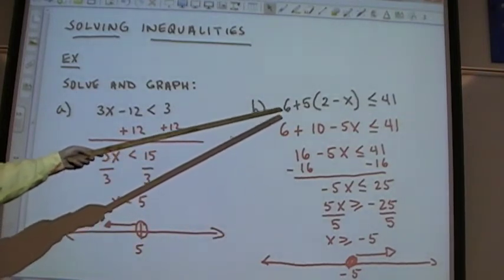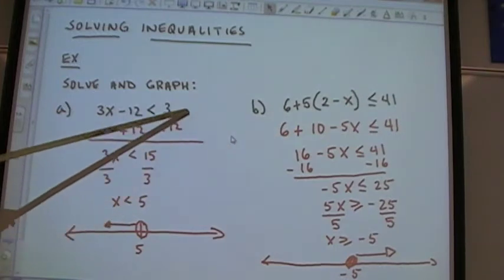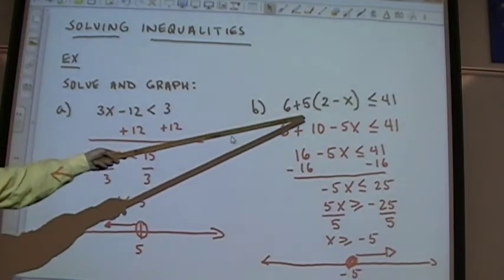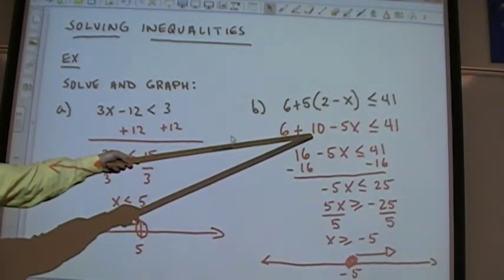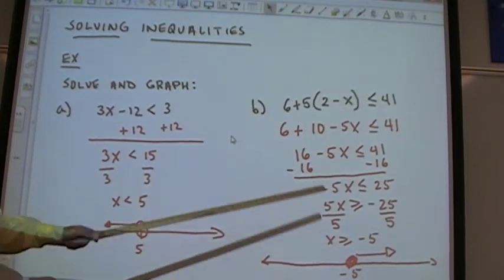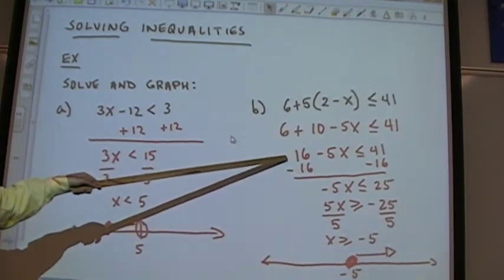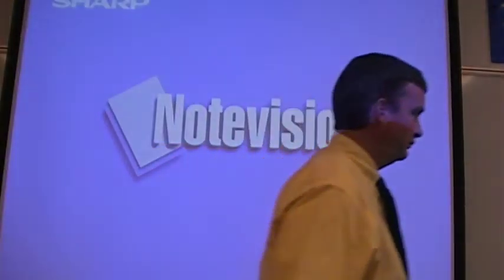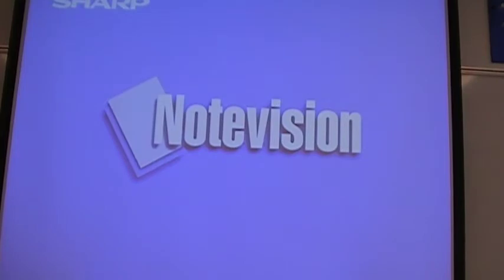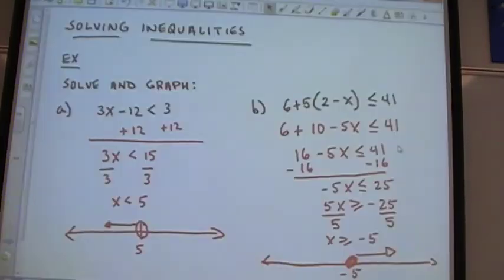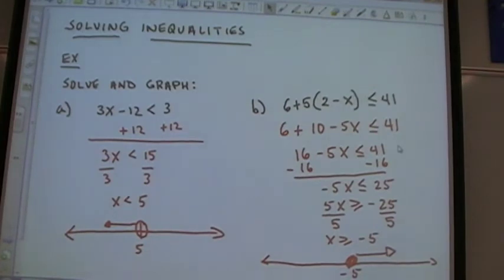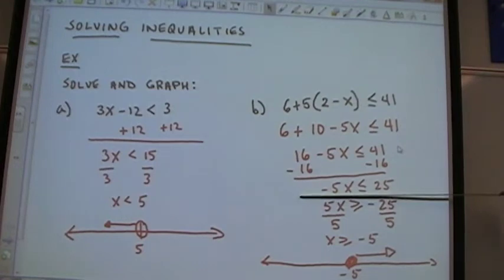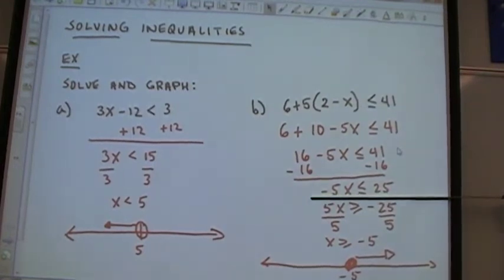Part B, first step, you have to simplify both sides. Over here, this was already simplified, so we just went to solving. Here, I'm going to distribute the 5 to get 10 minus 5x. Combine like terms, 6 plus 10 is 16. Both sides are now simplified, so then you just go to solving it like we have been. So I'm going to subtract 16 from both sides. You end up, at this point, with negative 5x is less than or equal to 25.